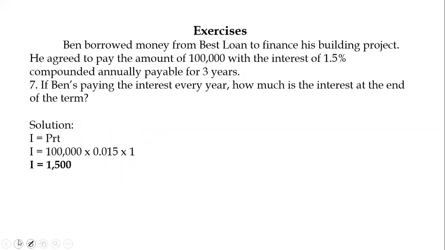Okay, last question. If Ben is paying the interest every year, how much is the interest at the end of the term? Ben pays the interest every year. So it means in the next year, the second year, the interest will not be added to the principal, which would have been the new basis for computing the interest for the second year, because he already paid it. So at the end of the term, the basis of computation is still the original amount. Why? Because he pays the accumulated interest every year. So the basis for the first, second, and third year is only the original amount, since he pays interest every year. That's why the answer is 1,500.